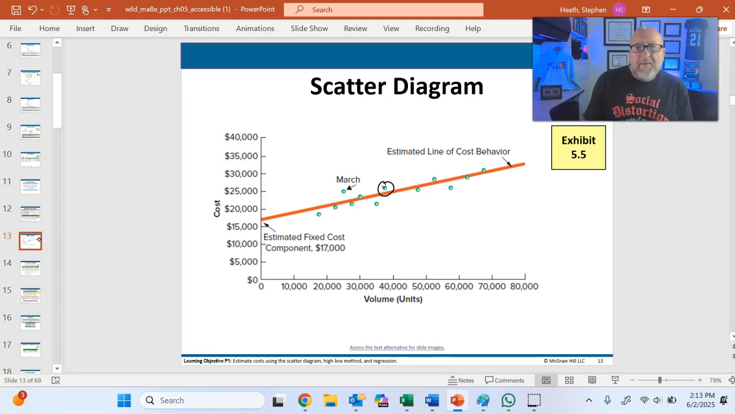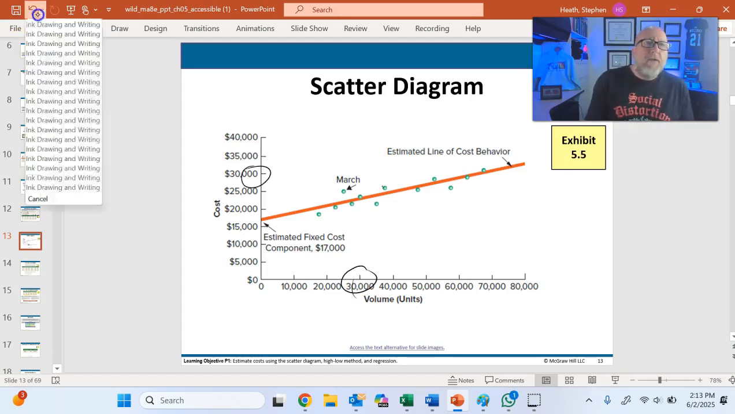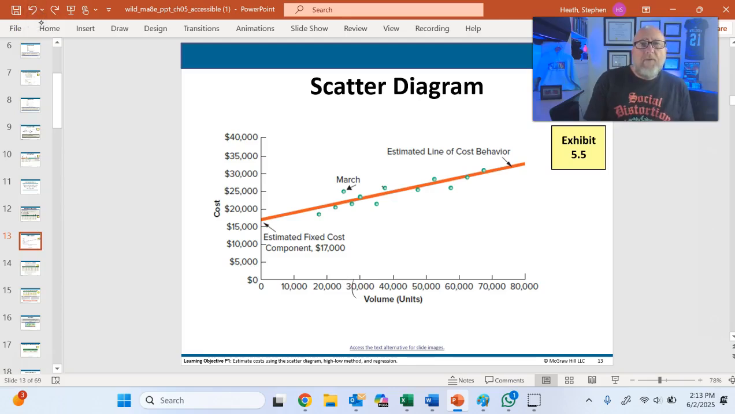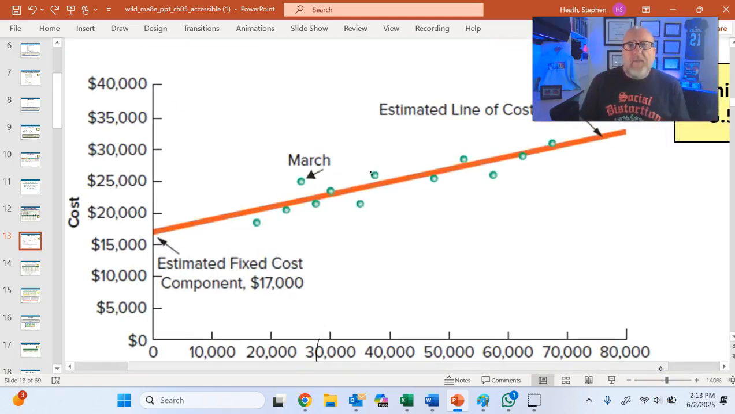27,500. Maybe it's this data point, actually. That probably seems like it's 27,500. So what we're doing is we are taking all of the data, the volume in a particular month, and the associated total cost, and we're just going to plot it out. Then once we are finished plotting everything out, we can draw a line through it. And that's what the orange line is.